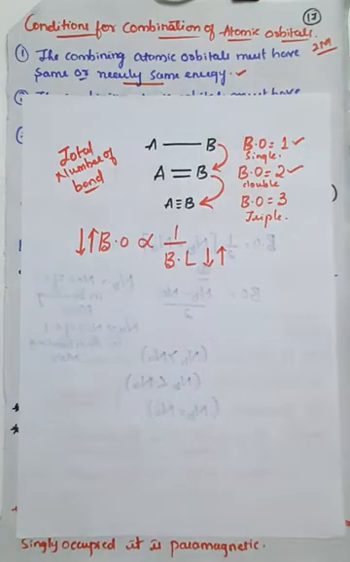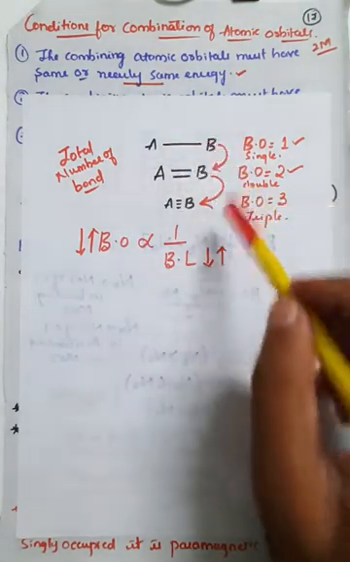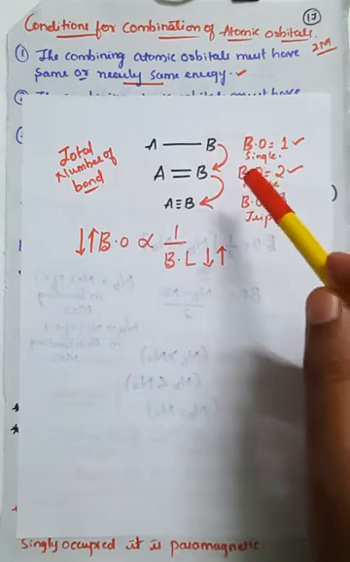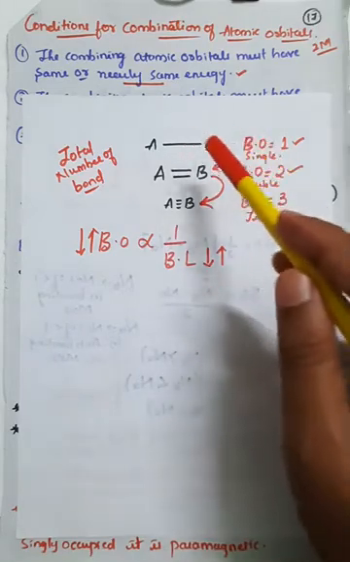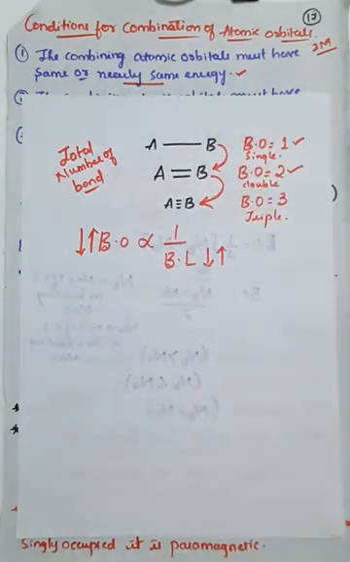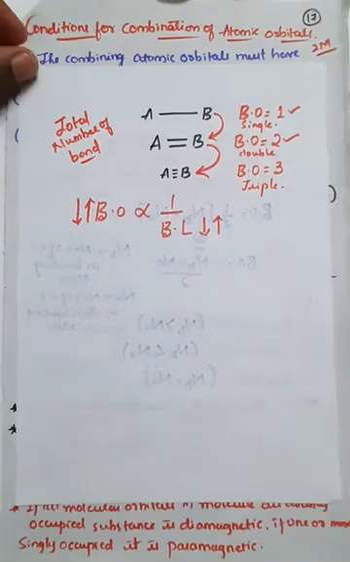So, single bond will have the highest bond length, double bond will have bond length somewhat less than that of the single bond, and triple bond will have the very least bond length, very small when compared to that of the double bond as well as single bond.